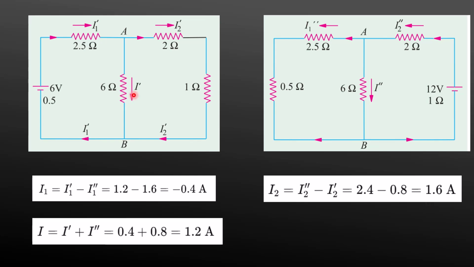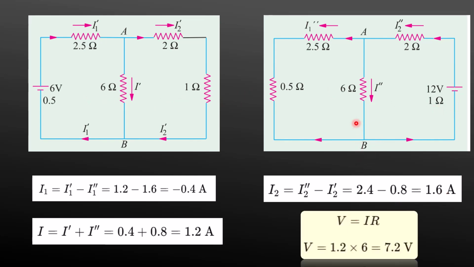The value of I flowing through 6 ohm is equal to I dash plus I double dash. This plus sign shows that both the currents are flowing in the same direction, and the value comes out to be 1.2 ampere. So these are the values of the currents flowing because of both sources in the network. Finally, the voltage across this resistor comes out to be 7.2 volt according to Ohm's law.